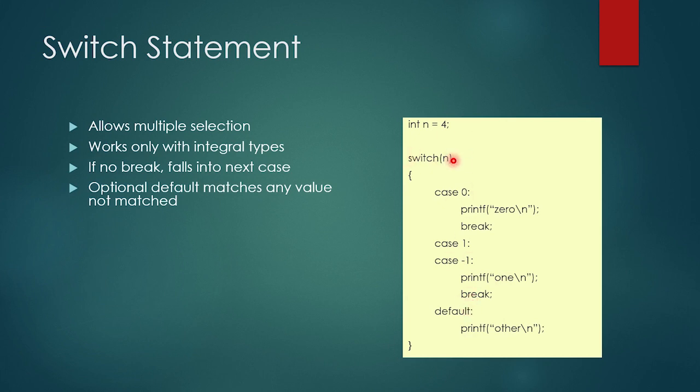When a switch goes in, it finds the first match, executes that, and then leaves. If it goes through all the cases and doesn't match any of them, it'll match the default and print out whatever it says there, which in this case is other. The default is optional. If it's not there and it doesn't match anything, it will do absolutely nothing.